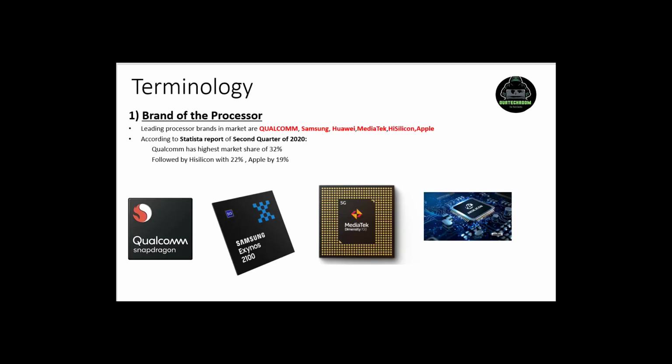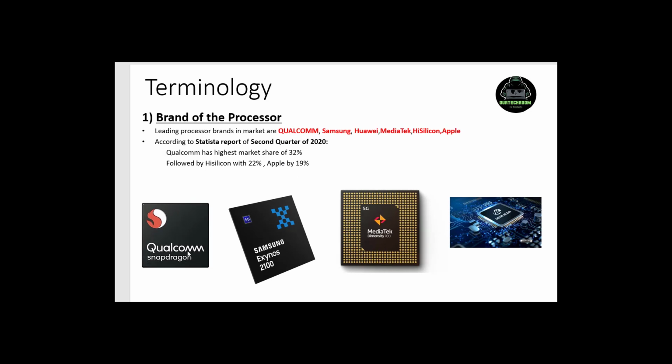Terminology number one, brand of the processor. Leading processor brands in the market are Qualcomm, Samsung, Huawei, MediaTek, HiSilicon, Apple, etc. According to the Statista report of the second quarter of 2020, Qualcomm has the highest market share of 32%, followed by HiSilicon with 22% and Apple with 19%. So we can say currently the Qualcomm Snapdragon brand is popular.